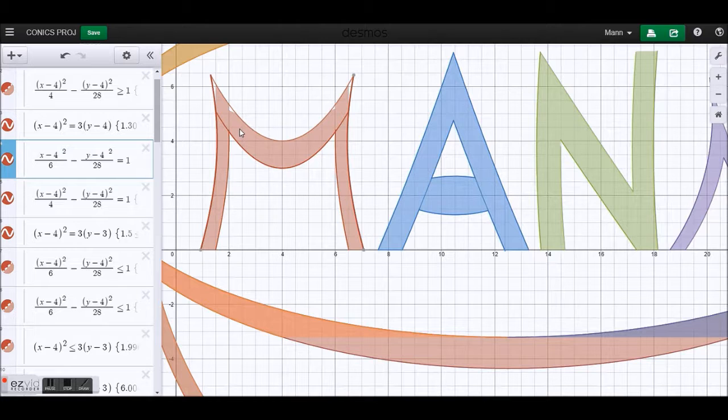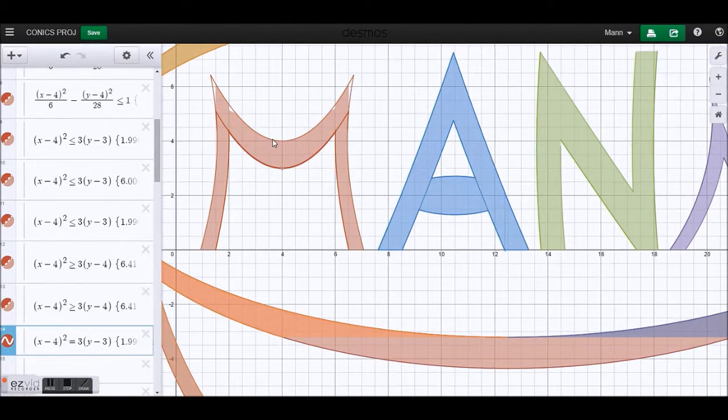As for the top of the M, it was created using two separate parabolas, the upper and the lower. Again, the lower parabola was simply a shifted version of the upper parabola.